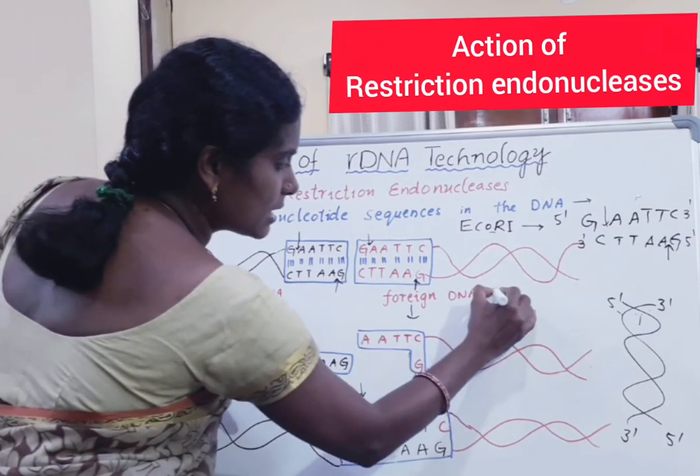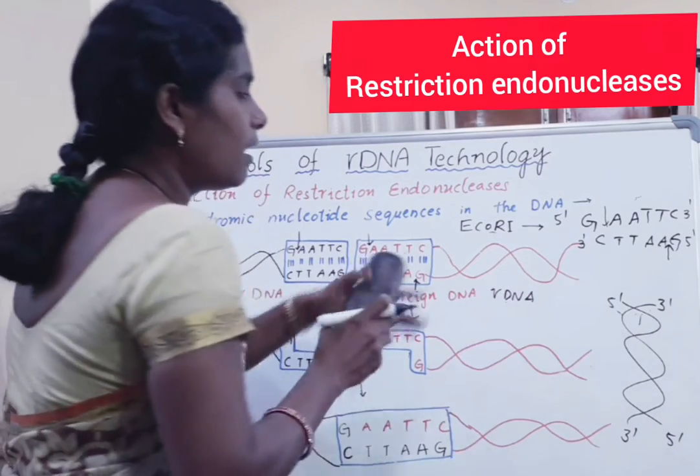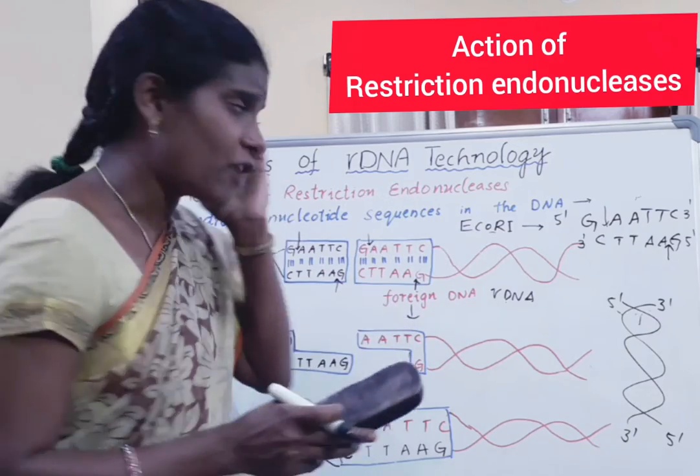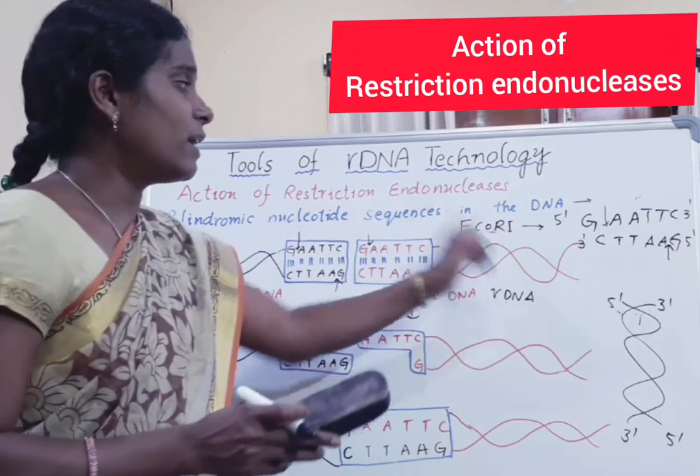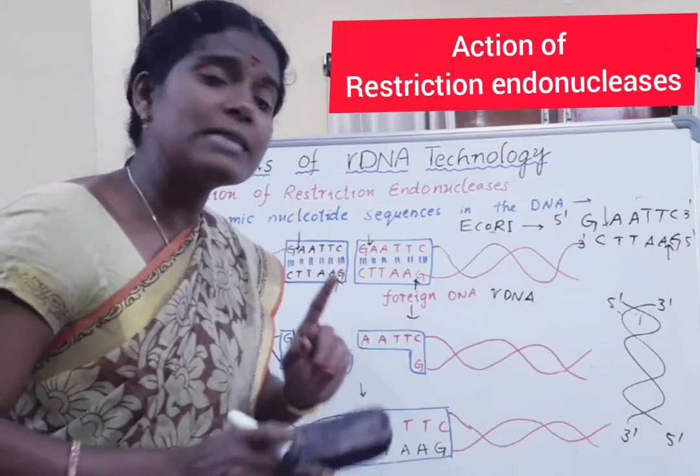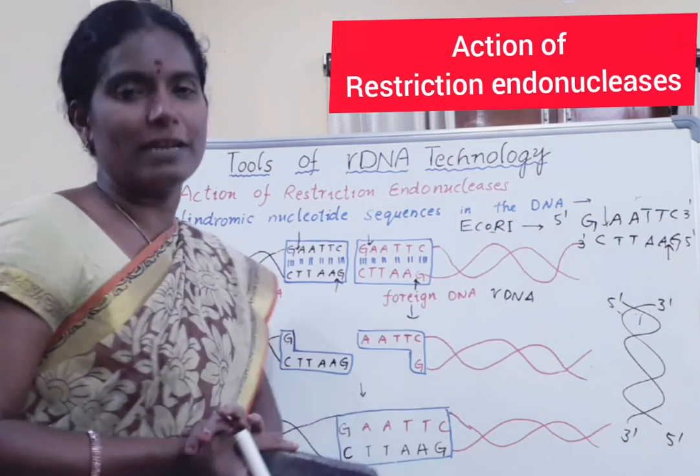So to construct rDNA, to develop fragments, EcoR1 or restriction endonucleases play a vital role in rDNA technology.